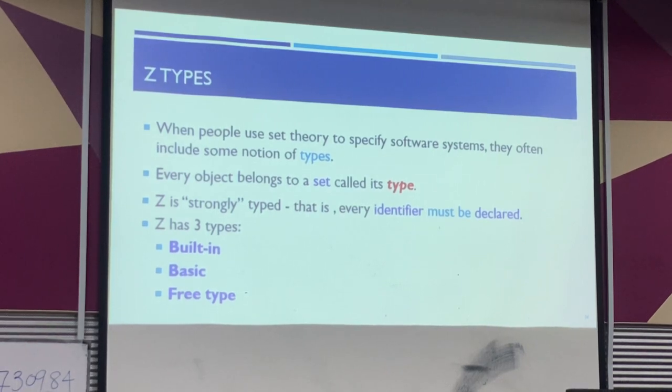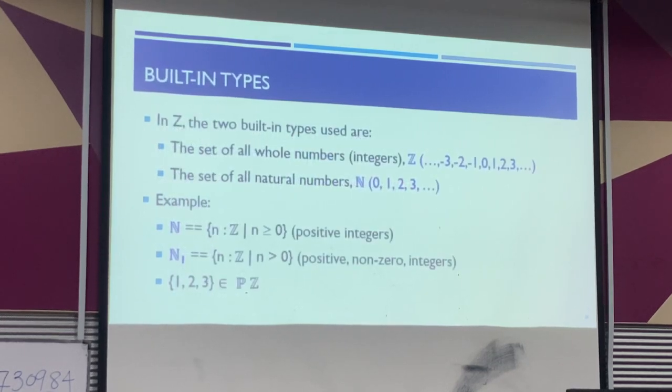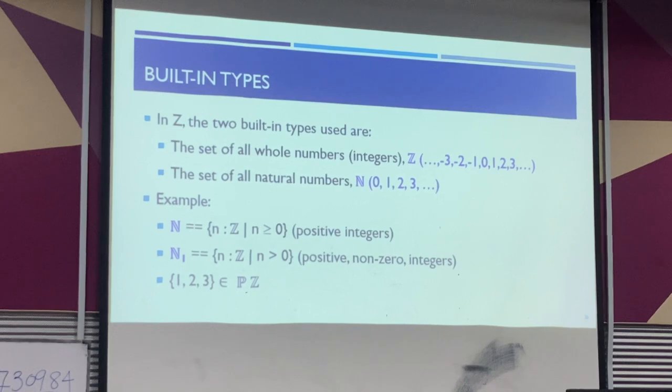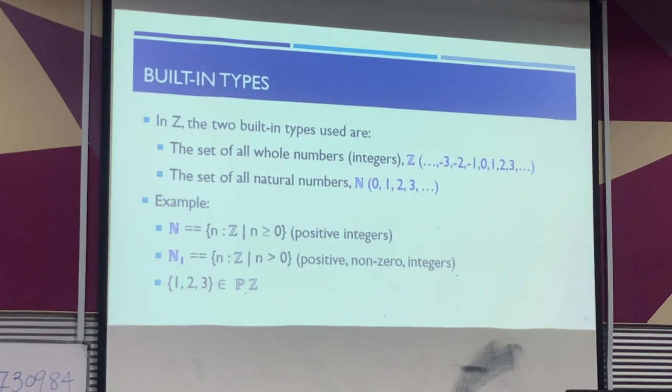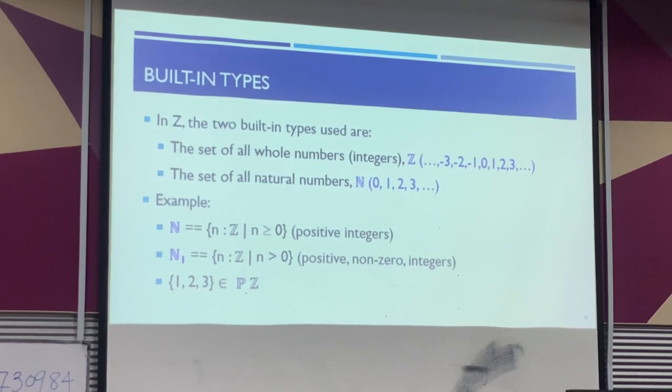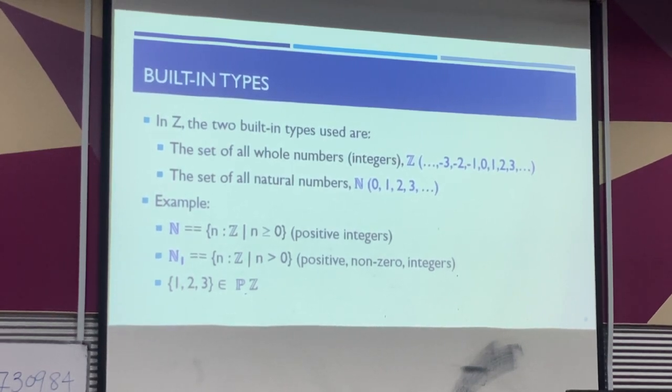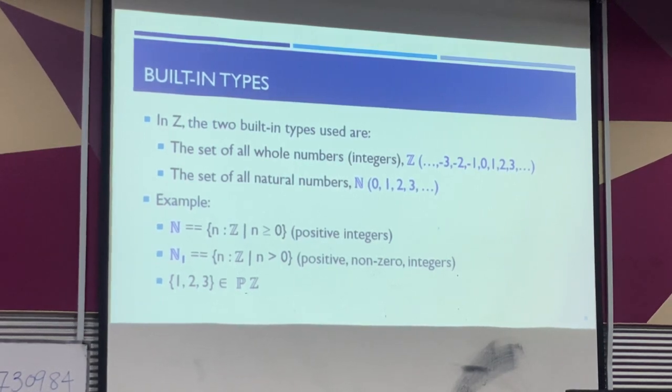So built-in. Built-in is the one that you have seen before, Z and N only. You can simply use Z and N. No need for you to define what is Z, what is N. You can simply use them in your Z schema. When you simply use them, we call that built-in type. So only Z and N are built-in types for our schema. You don't need to tell others what is Z, what is N. You can straight away use Z or N.